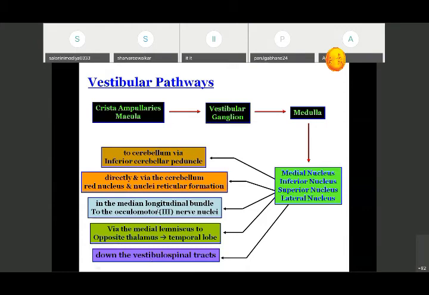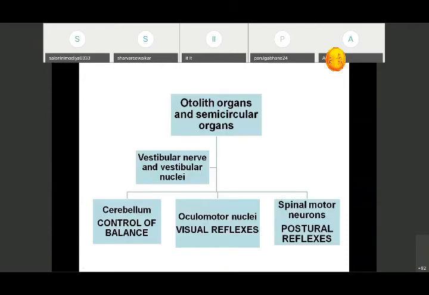Again, it will go through the medial longitudinal bundle to the 3rd, 4th and 6th cranial nerve nuclei, which help in fixing the eyeball whenever the head is rotating or when we are nodding our head. Then via the medial lemniscus, it will go to the opposite thalamus and from the thalamus to the sensory cortex. These are all the connections of the vestibular apparatus.